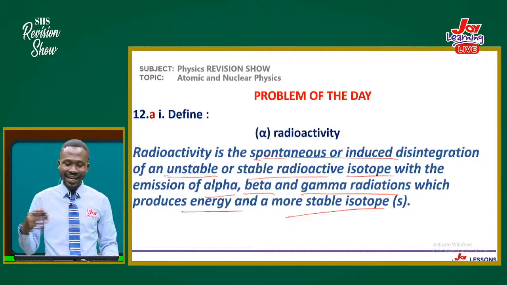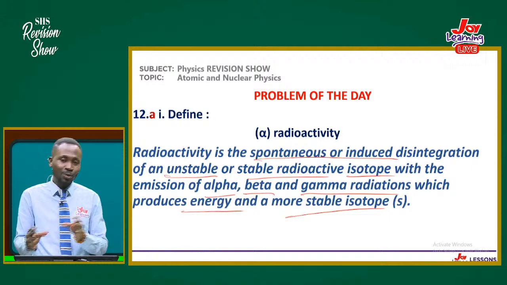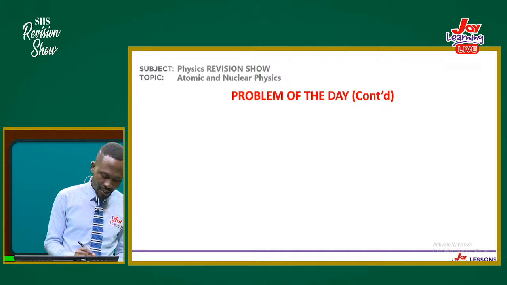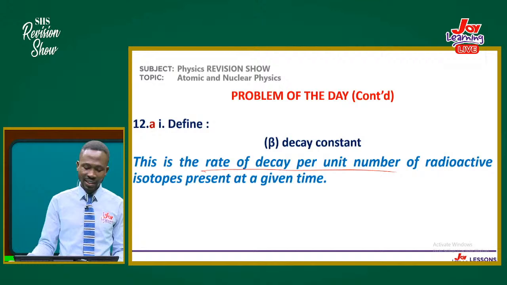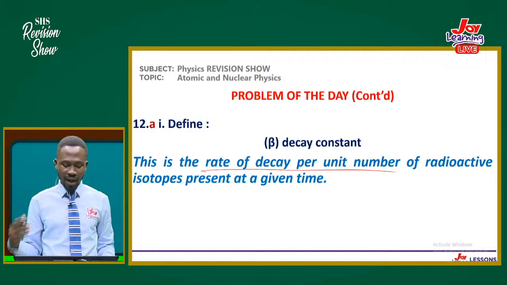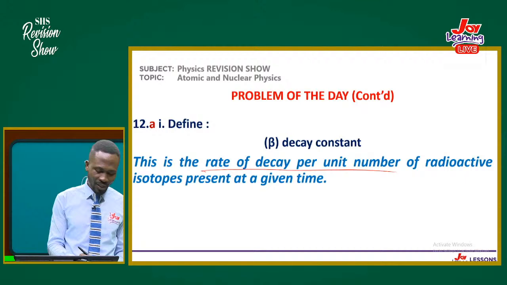So thank you, Joseph. We just have to do a little polishing to the definition you gave us, and we are good to go. Then we are asked to define decay constant. You are saying that this is the rate of decay per unit number of radioactive isotopes present at a given time. And that gives us the decay constant. So that one was okay.